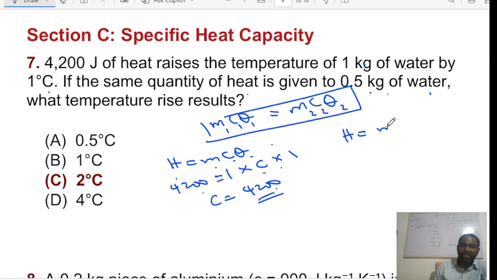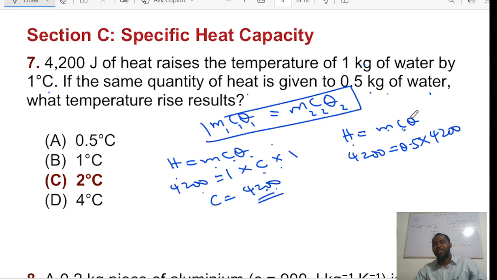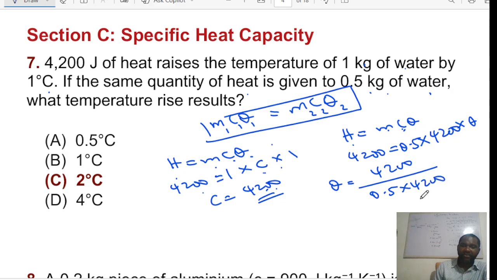So using the same formula, H equal to MC theta, the heat is the same, so 4200. The mass in this case is 0.5. The specific heat capacity is 4200 also, that's what we calculated here, because it's water. The specific heat capacity of a substance is the same no matter where, like water is 4200. In the case of copper it is 400, it's constant. Then times the temperature change here. So the temperature change will be 4200 divided by 0.5 times 4200, and this cancels this. I'm going to get 2, right? So 2 degrees Celsius. So the answer is C.